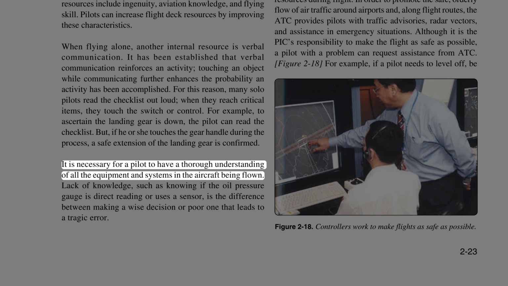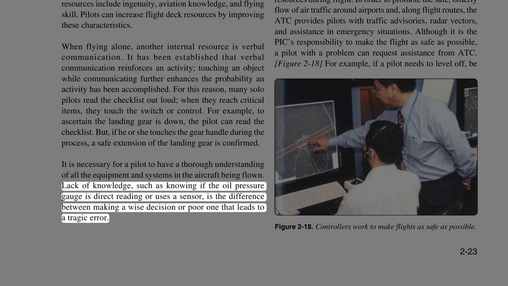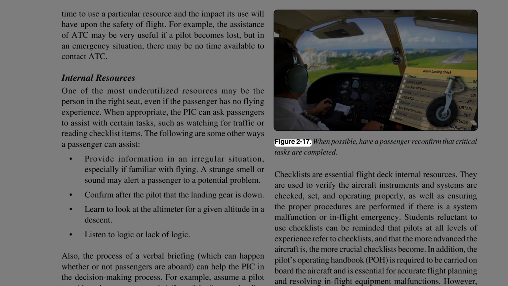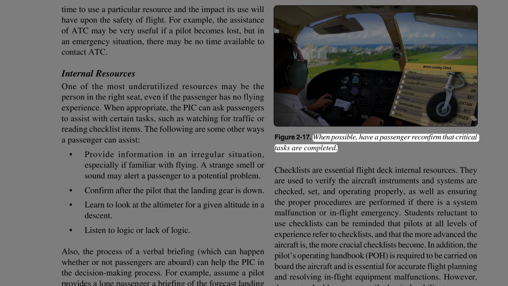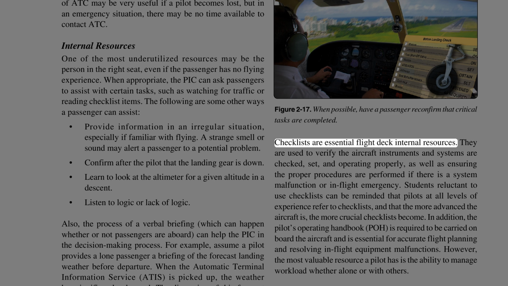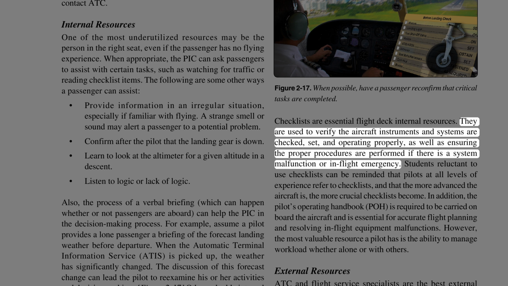It is necessary for a pilot to have a thorough understanding of all the equipment and systems in the aircraft being flown. Lack of knowledge, such as knowing if the oil pressure gauge is direct reading or uses a sensor, is the difference between making a wise decision or a poor one that leads to a tragic error. Figure 2-17. When possible, have a passenger reconfirm that critical tasks are completed. Checklists are essential flight deck internal resources. They are used to verify the aircraft instruments and systems are checked, set, and operating properly, as well as ensuring the proper procedures are performed if there is a system malfunction or in-flight emergency.